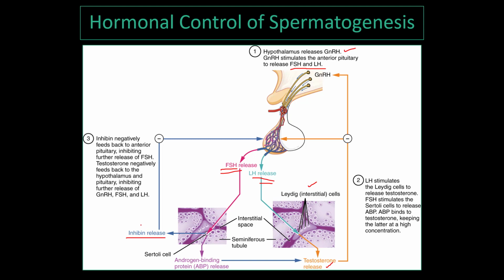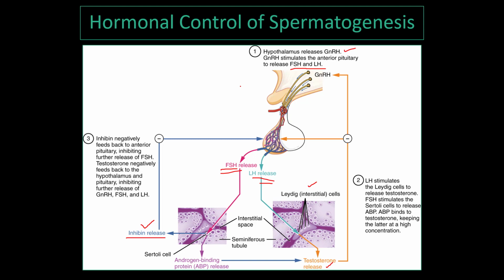The Sertoli cells also release inhibin. Now why is it important? Inhibin is going to send negative feedback to the anterior pituitary. Now why is it important? This inhibin is going to help in regulating the amount of FSH that is going to be secreted.